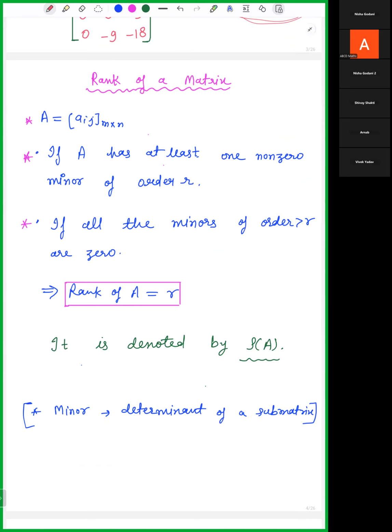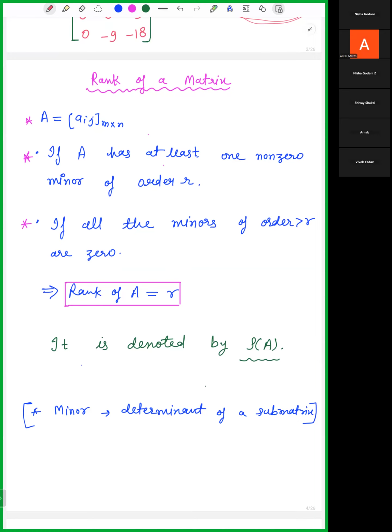Now, let's move to the rank of a matrix. The rank of a matrix is very important. It will help you when you learn the Gaussian elimination method, and it is also helpful when you study linear transformations, linear independence and dependence. So it is a very useful and very important concept.